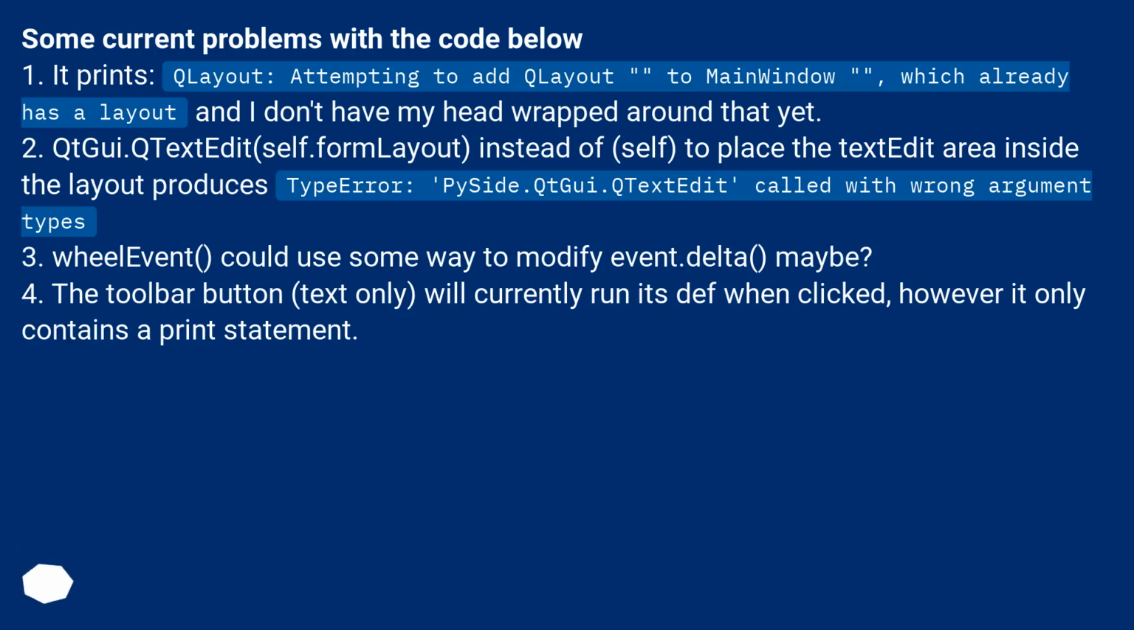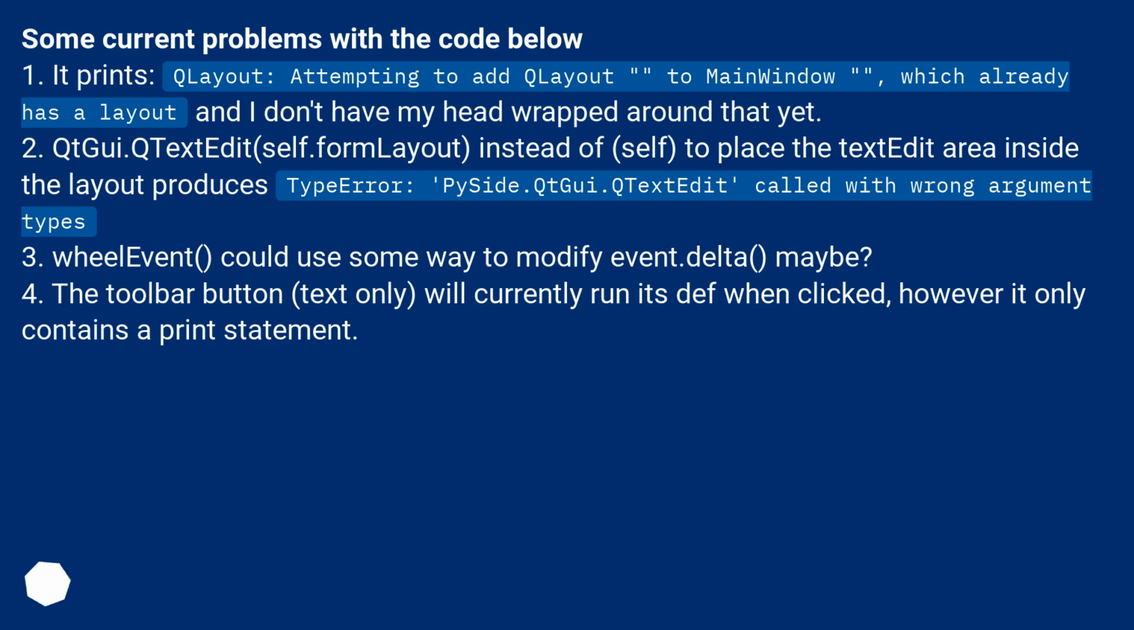1. It prints a layout error, attempting to add a layout to the main window, which already has a layout, and I don't have my head wrapped around that yet. 2. QTextEdit(self.formLayout) instead of self, to place the TextEdit area inside the layout, produces a type error: PySide.QTextEdit called with wrong argument types.